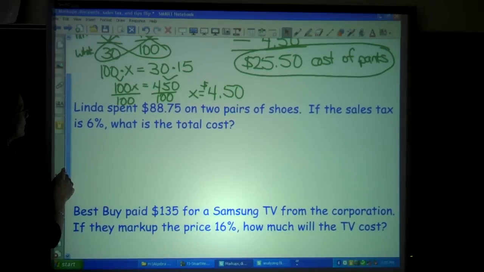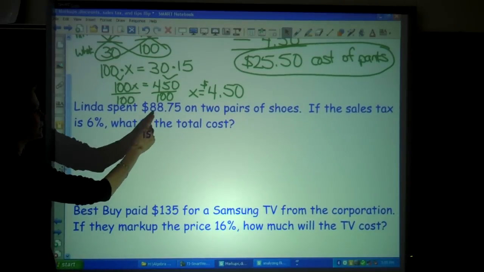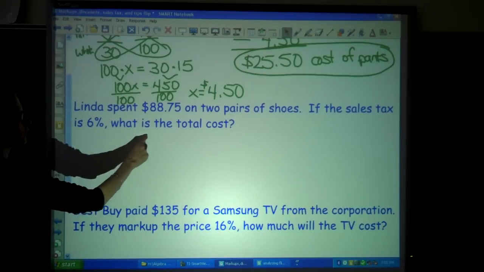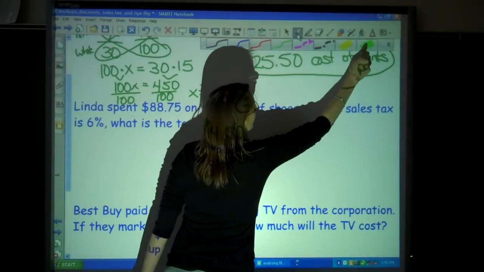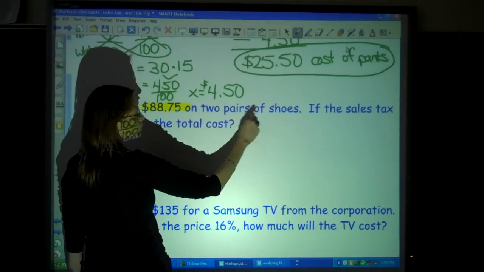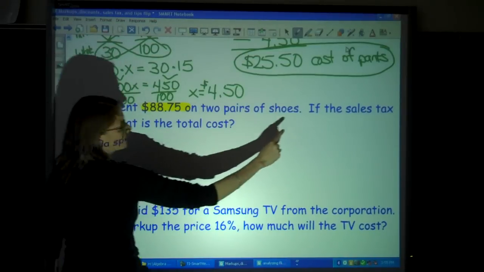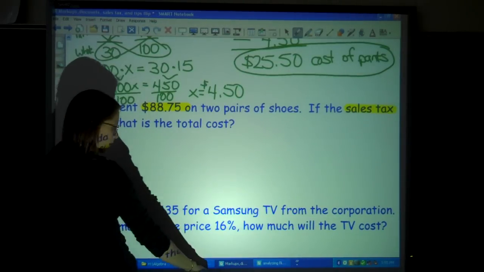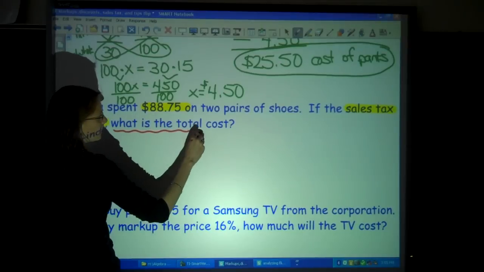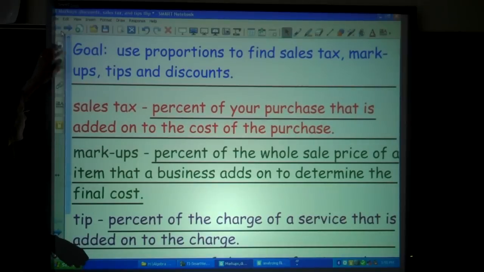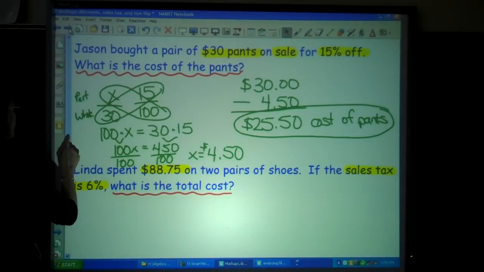My second one says that Linda spent $88.75 on 2 pairs of shoes. If the sales tax is 6%, what is the total cost? So I'm going to highlight my facts. I know that it's $88.75 for the 2 pairs of shoes, and the sales tax is 6%. And it wants to know what is the total cost. And if I go back a page and I look at sales tax, it says it's added on. So this time I'm going to have to add on.